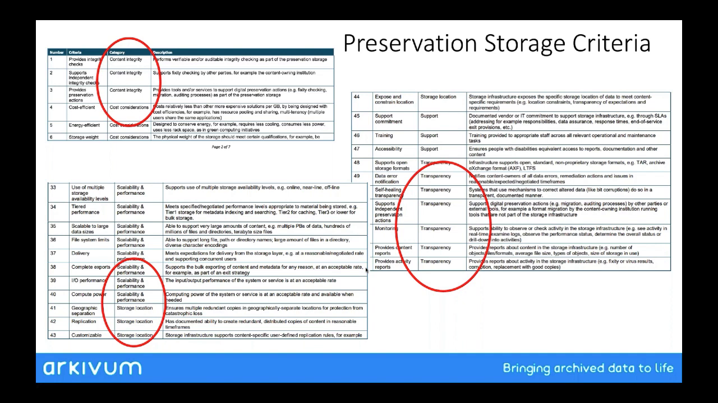But it highlights also the need for transparency in storage solutions. So if you don't have visibility of how a storage solution works or how a storage service is provided, then you don't really know that it's doing what it says on the tin, and you can't really trust it. So it's great to see the preservation storage criteria make transparency an explicit criteria.